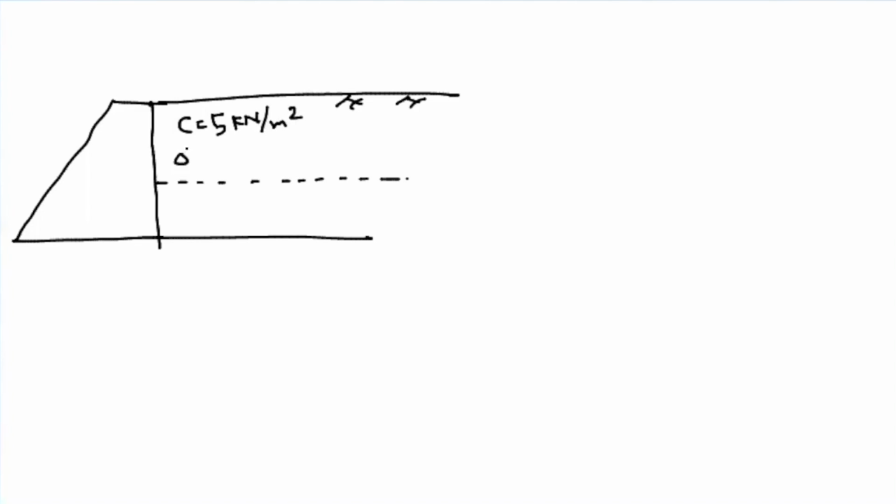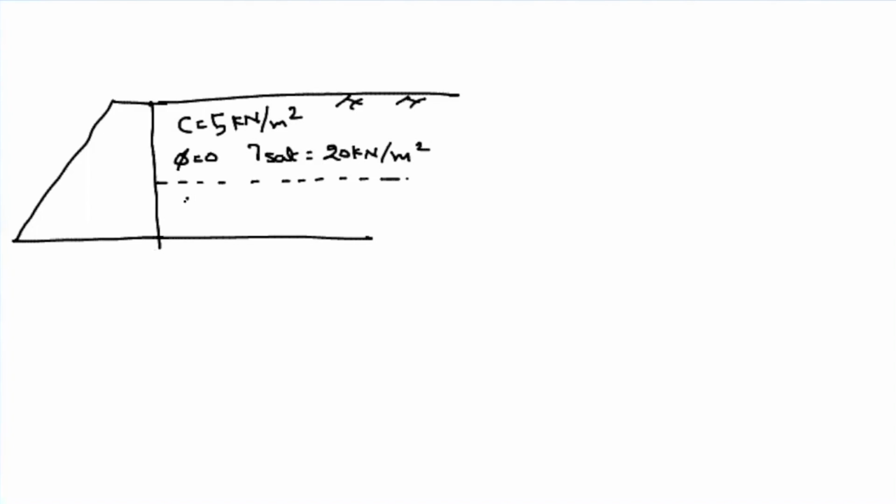and imagine that the backfill is horizontal, and here let us assume that we have two different types of soils. The top soil is cohesive, with cohesion 5 kilonewton per meter square, purely cohesive soil, let us say phi equal to 0, and gamma saturation equal to 20 kilonewton per meter square.